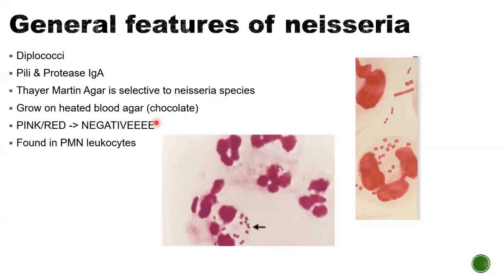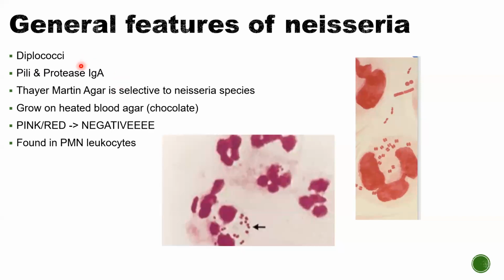Again, when you heat the blood, it breaks the red blood cells, releasing nutrients, and these nutrients allow the organism to grow, because the Neisseria needs special nutrients to grow. That doesn't mean it's selective; it's just an enriched medium. So we can grow it on heated blood agar, and in order to confirm it, we use the Thayer-Martin agar, because it's very selective.